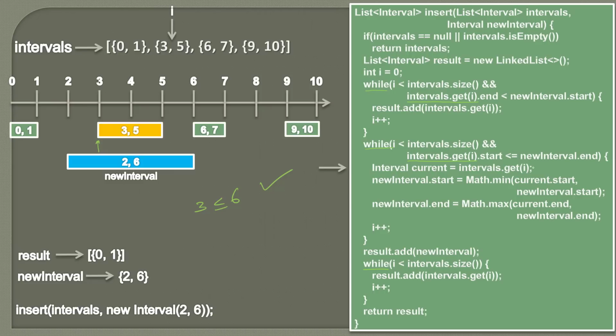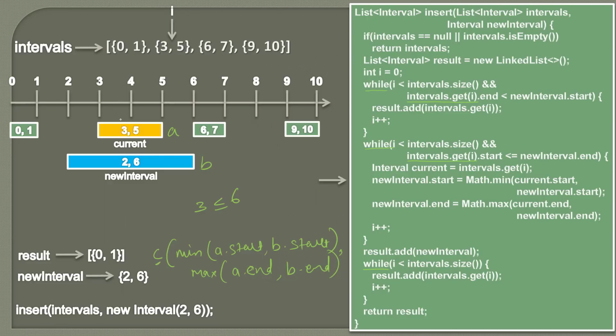So first we will get this interval 3,5. We assign it to current. Moving ahead, as we need to merge 2,6 with 3,5, we know the formula that if we merge two intervals, let's say A and B, and let's say the result interval is C, then C's start becomes min of A dot start and B dot start, and C's end will become max of A dot end and B dot end. So here C is our new interval only.